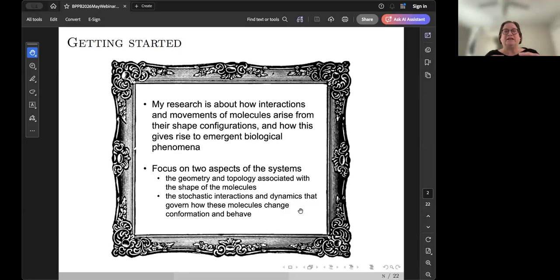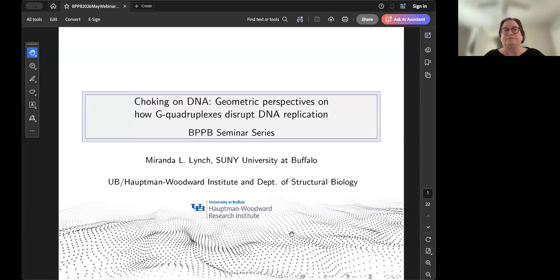And I focus particularly as a modeling person on two aspects of the systems I study. The first one, and the one that we're going to be focusing on in this talk, is the geometry and topology that's associated with these molecules, as well as stochastic modeling of the interaction and dynamics that govern how they change conformation. And so those are the big themes underlying this work.